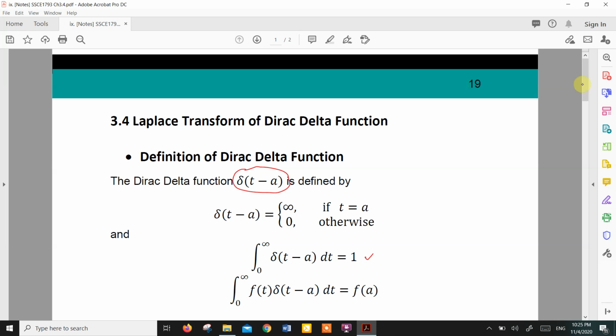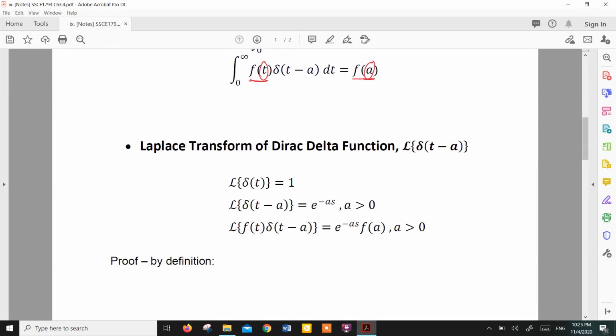If you have f(t) delta(t minus a), then it is equal to f(a), because you just take this function. Your function is f(t) now, and the answer is still f(t), but you replace this t by a.